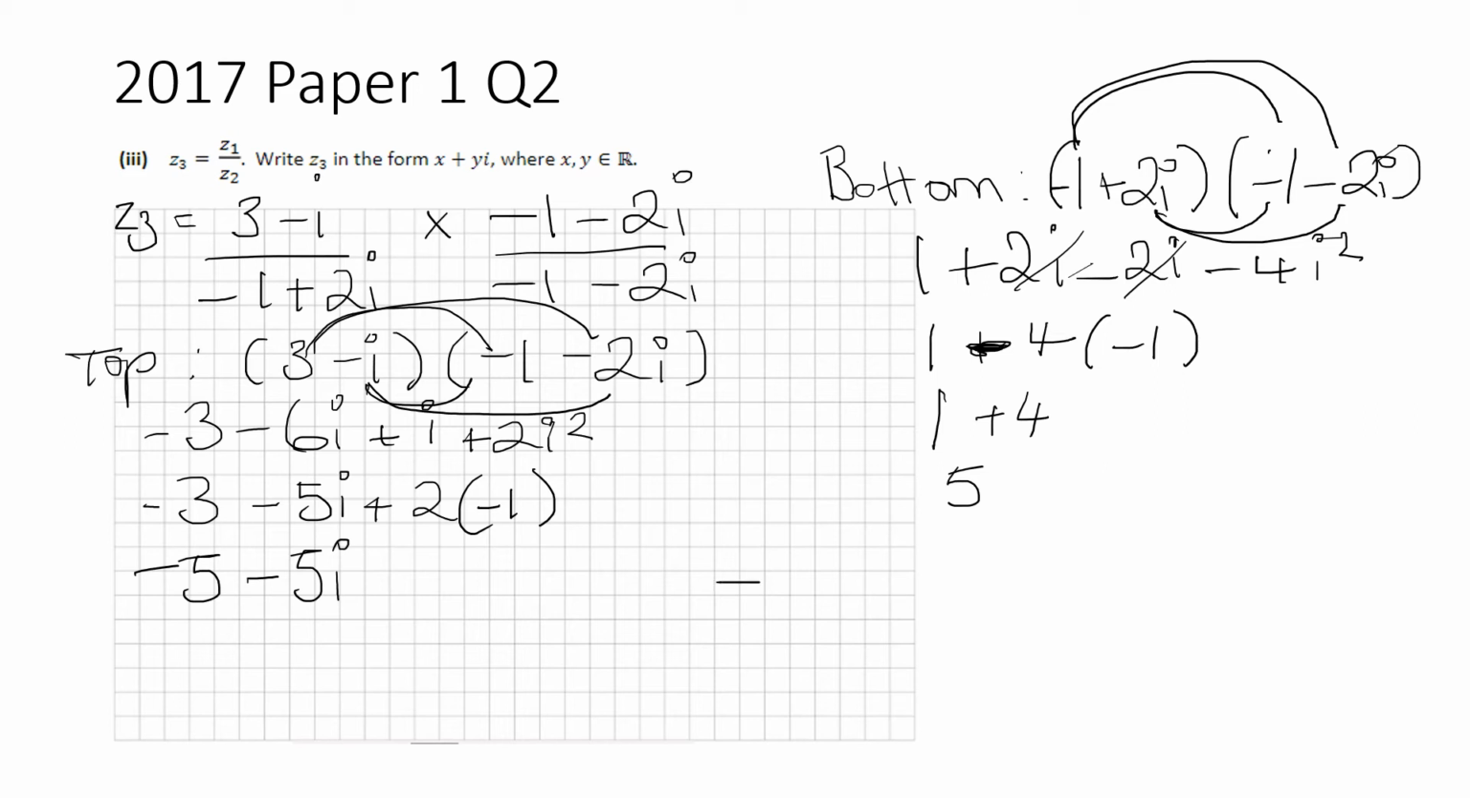So I'm left with z3 is equal to minus 5 minus 5i all over 5. Or I can see that they're all divisible by 5. So that will give you minus 1, and then that will give you minus 1i, which is just the same as minus i. And that gives you 10 marks for this question.